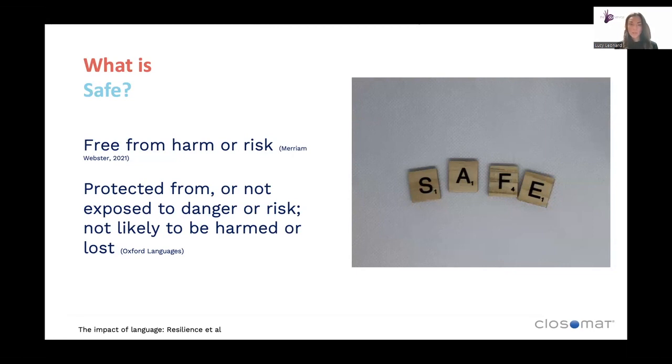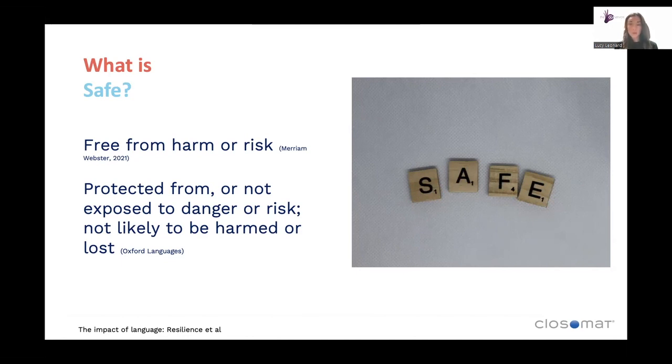So what I want you to do now is reflect on whether the people that you work with are ever free from harm or risk. Can you ever say a transfer is safe and independent? Because the word safe means free from harm or risk. And that word safe, along with independent, which we've touched on, is thrown around in notes quite often.